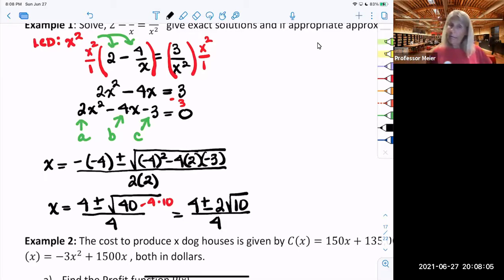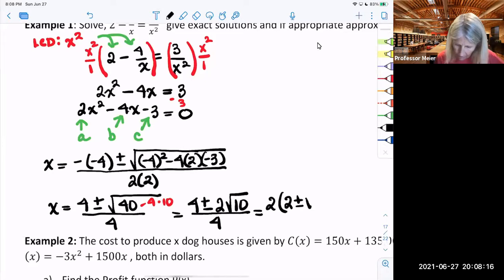And then again, to reduce, you can reduce if you factor. So in the numerator of this, I can take a 2 out. If I factor out a 2, then I'll have a 2 plus and minus a radical 10 divided by my 4. And now I can cancel. So I'm going to cancel this 2 here and cancel a 2 into the bottom. And now I've got some answers.